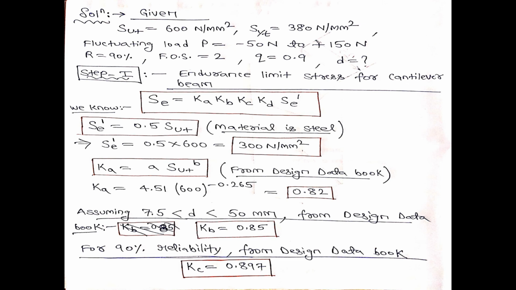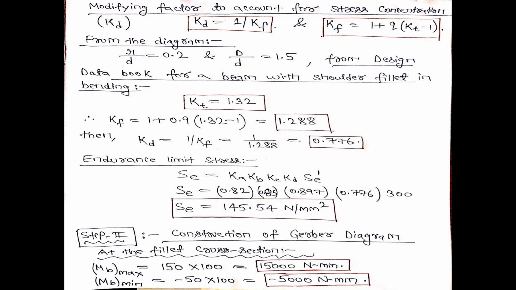Okay, fine. Next is Kc. What is Kc? I know that Kc is my reliability factor. This also I can find out from the design data book, and it is given in the problem that the reliability is 90%. So corresponding to 90% reliability, what is your Kc from the design data book? That is nothing but 0.897. Next is KD. What is KD?